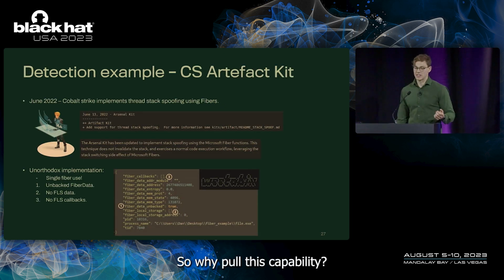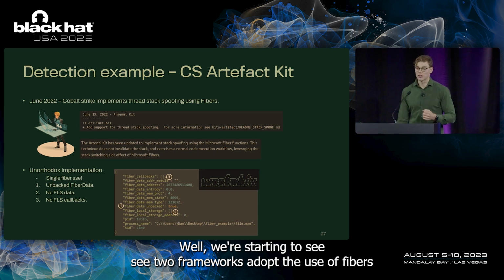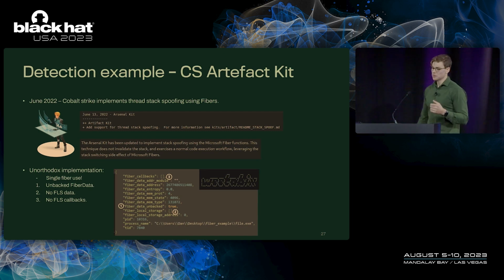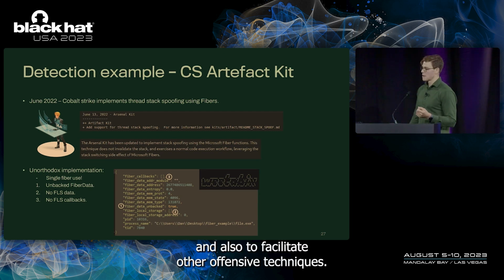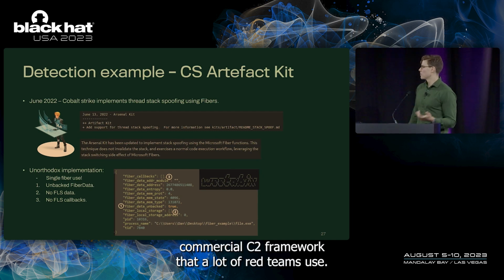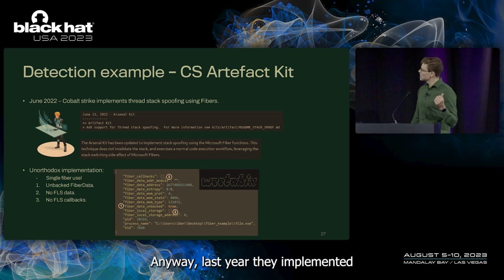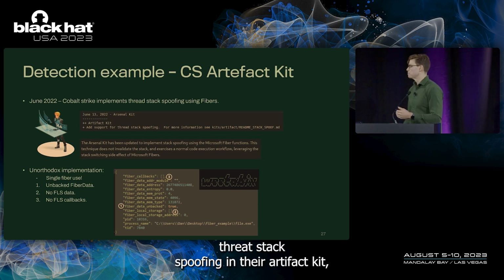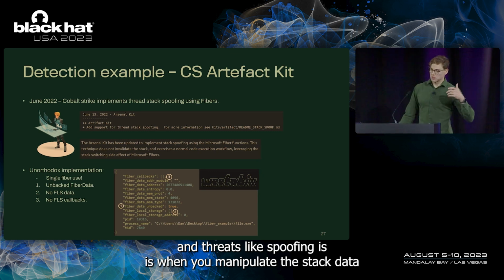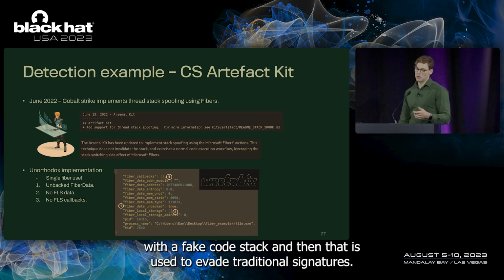So why build this capability? Well, we're starting to see C2 frameworks adopt the use of fibers to evade traditional detections and also to facilitate other offensive techniques. So for instance, Cobalt Strike, everybody here is probably aware of Cobalt Strike, the de facto commercial C2 framework that a lot of red teams use. Anyway, last year they implemented thread stack spoofing in their artifact kit. And to do this, they leveraged fibers. And thread stack spoofing is when you manipulate the stack data with a fake call stack, and then that is used to evade traditional signatures.